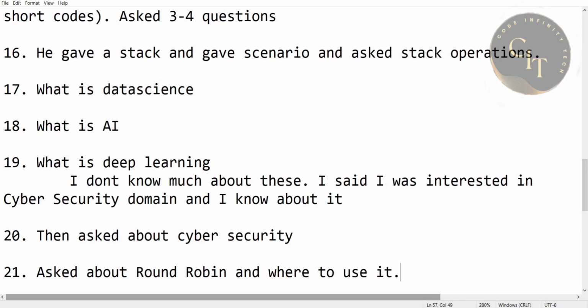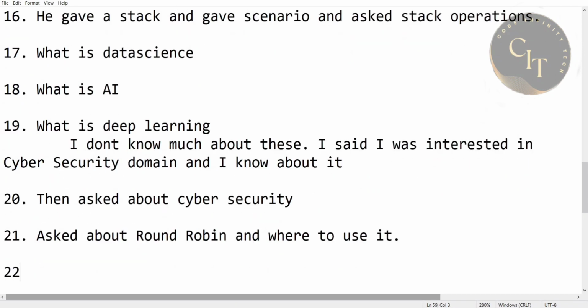And then, coming to the next question, he asked about round robin and where you will use it. He asked for a real-time example, so I answered that question. And then my interview ended. Finally he asked if I had any queries.